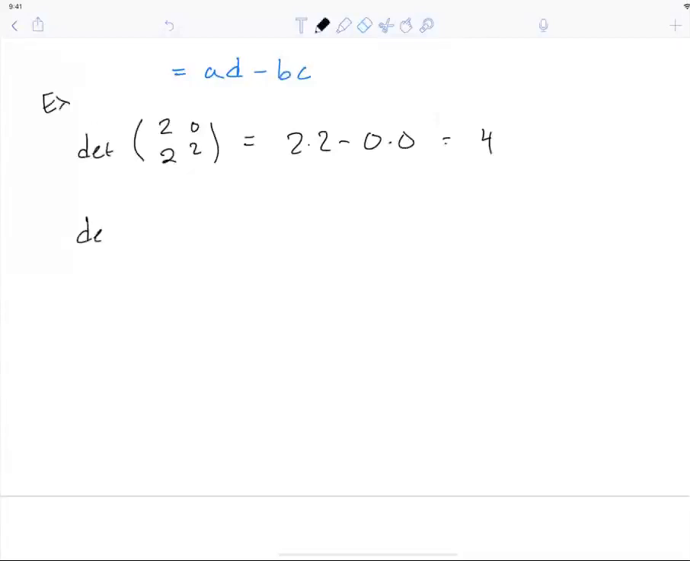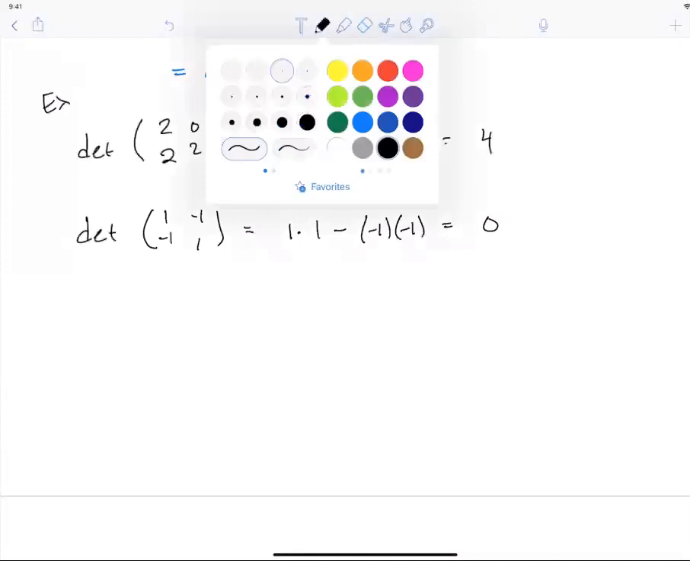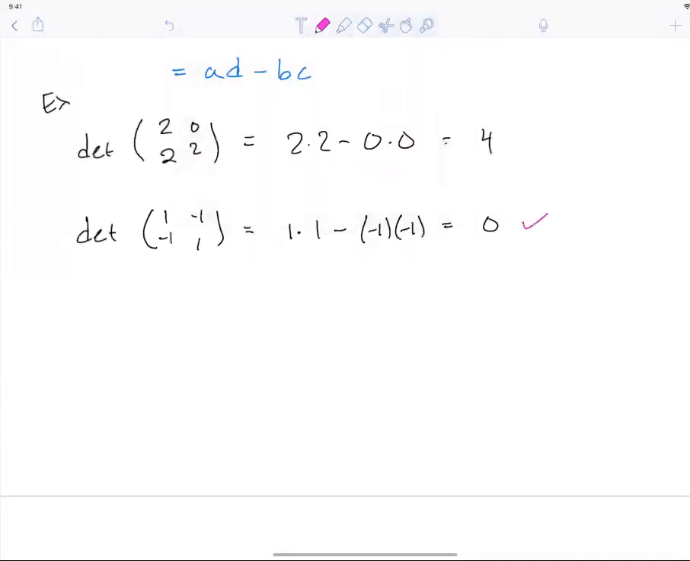All right, and we can do a determinant of this other guy. And this is going to be 1 times 1 minus 1 times -1. And that equals 0. This right here is indicative that, in fact, the two columns, 1, 1 and -1, 1, are linearly dependent, meaning in this case, they're going to be multiples of each other.